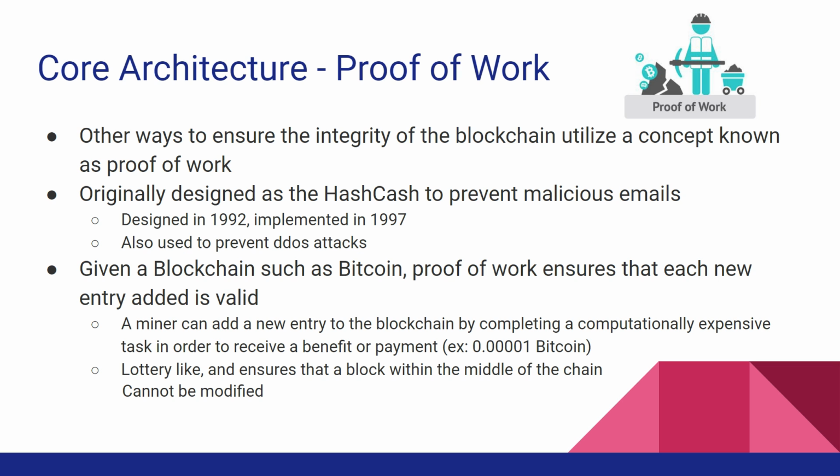So, given a blockchain such as Bitcoin, proof of work ensures that a new entry added is valid. A miner can add a new entry to the blockchain by completing a computationally expensive task in order to receive a benefit or payment, for example 0.0001 of a Bitcoin. It's lottery-like and ensures that a block within the middle of the chain cannot be modified. This is usually done with a challenge and then a hash that matches after that challenge, or finding the original string to a hash.